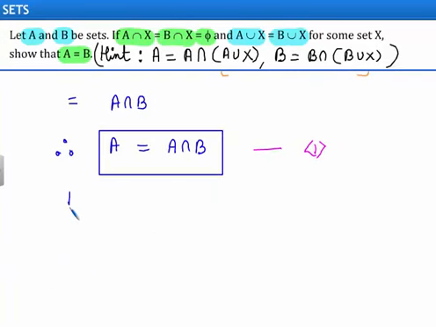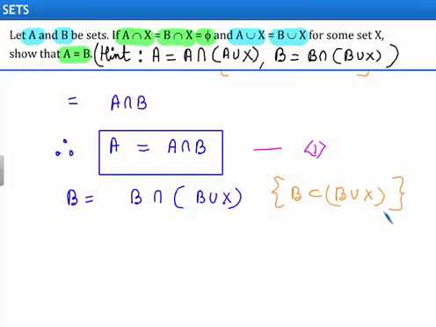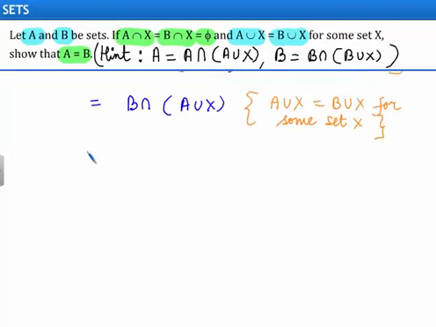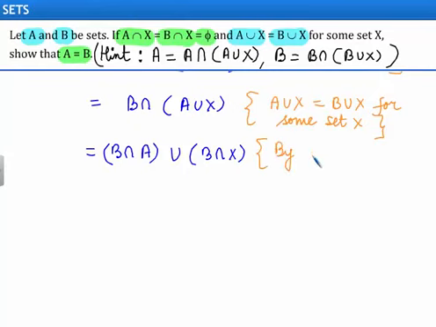Similarly, we can write B is equal to B intersection B union X. And this is because B is a subset of B union X. Now, this can be written as B intersection A union X, because it is given that A union X is equal to B union X for some set X. And this can be written as B intersection A union B intersection X. And this is by distributive law.